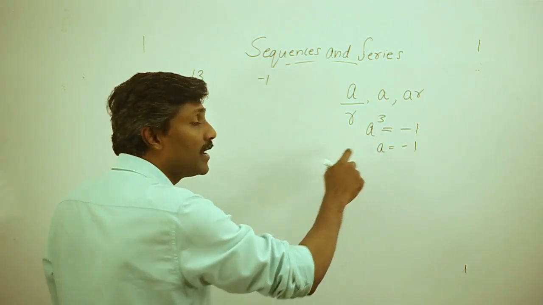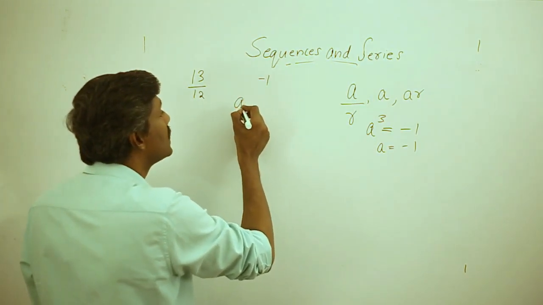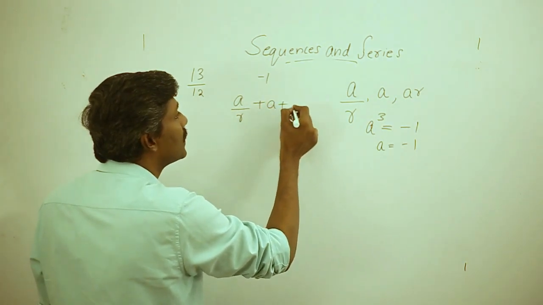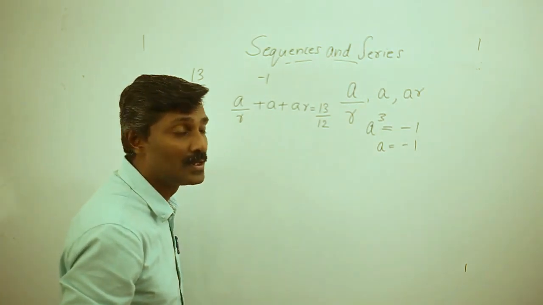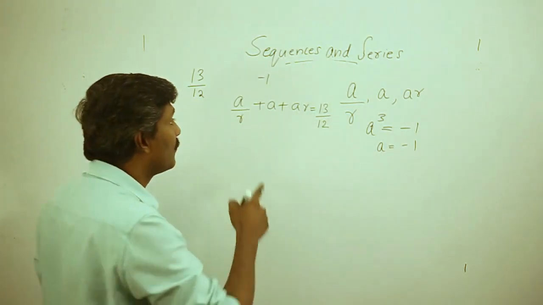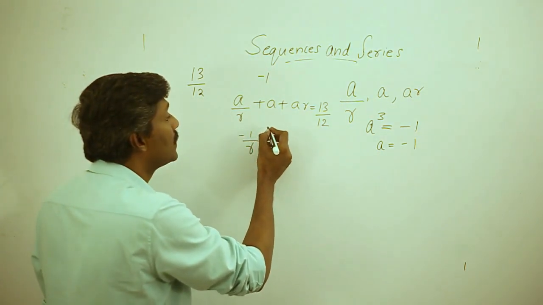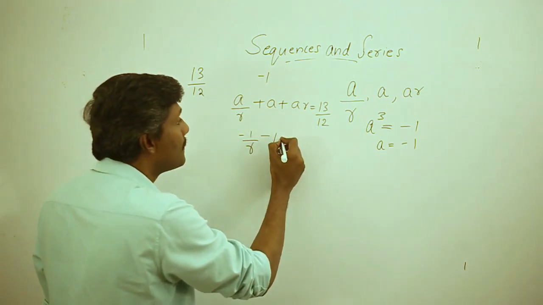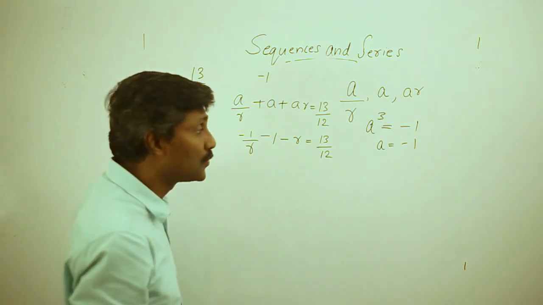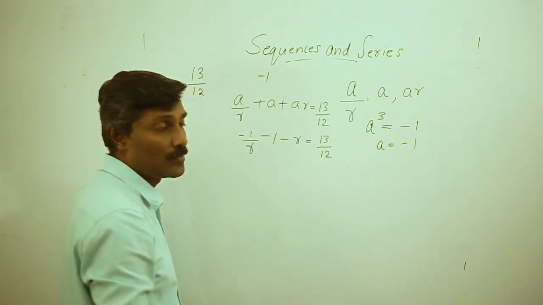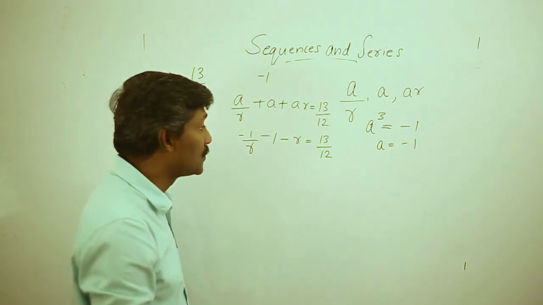Okay, now substitute this value of a in the sum. It is given that the sum of the three terms, a by r, a, and ar, is 13 divided by 12. Substituting the value of a as minus 1, we get minus 1 by r minus 1 minus r is equal to 13 by 12, right? So I have substituted a equal to minus 1 in the equation of the sum.